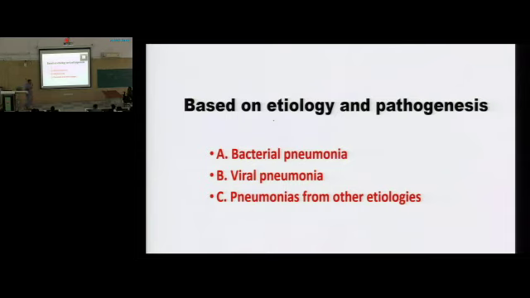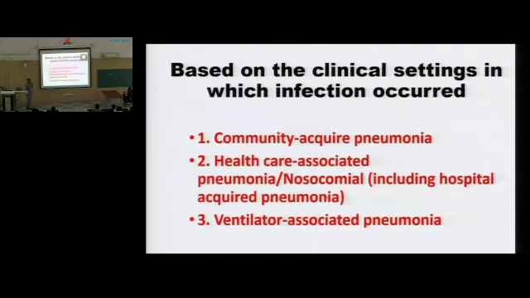Now based on the etiology, how are they classified? It can be bacterial, it can be viral, or it can be other organisms like fungi. Right? Fungus can cause infection and lead to pneumonia. So it can be bacterial, viral, or fungal infection. Till now we have seen two types of classification: anatomical, and etiology, depending on the type of infection.